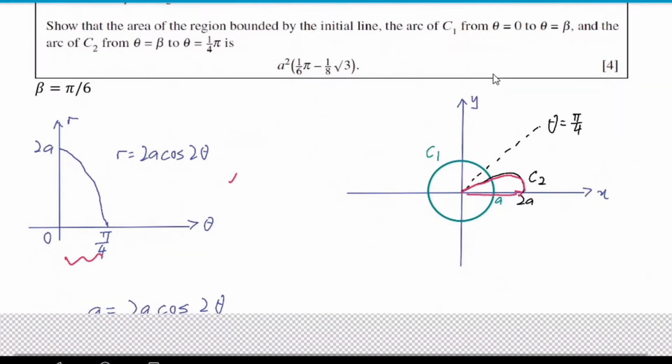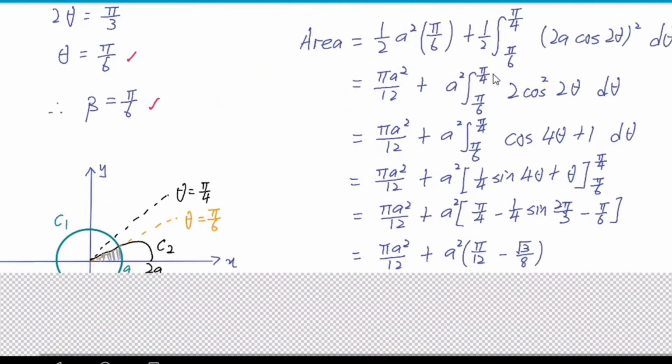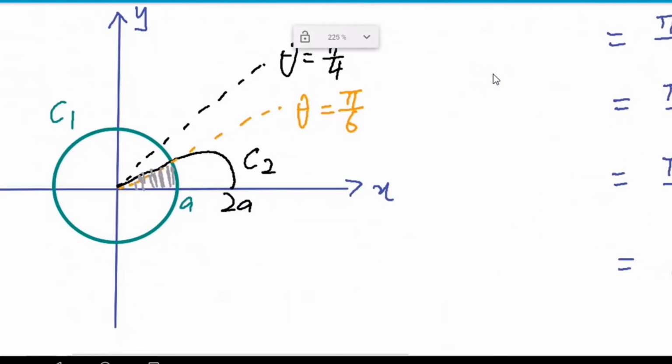The next part is to find the area of the region. We want to find the area going from 0 to beta, and then from beta to 1/4 pi, and we have this value for the area. Basically, what they want us to look at is something like this, this part here, the gray part. This is what the question really wants us to prove.